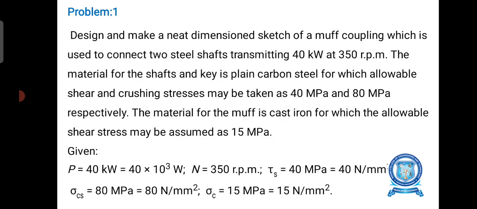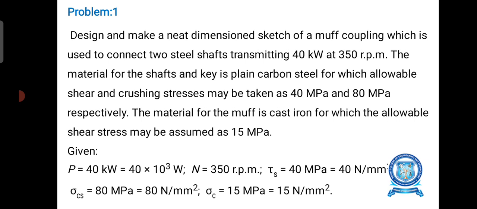Design and make a neat dimensioned sketch of a muff coupling which is used to connect two steel shafts transmitting 40 kilowatt at 350 rpm. The material for the shafts and key is plain carbon steel for which allowable shear and crushing stresses may be taken as 40 megapascal and 80 megapascal respectively. The material for the muff is cast iron, for which the allowable shear stress may be assumed as 15 megapascal.